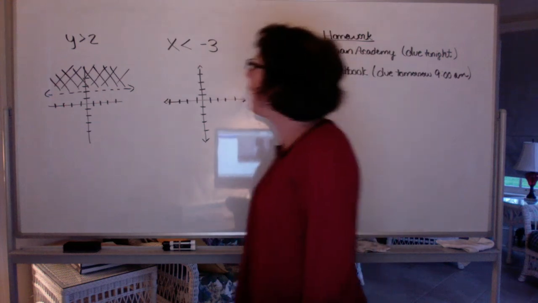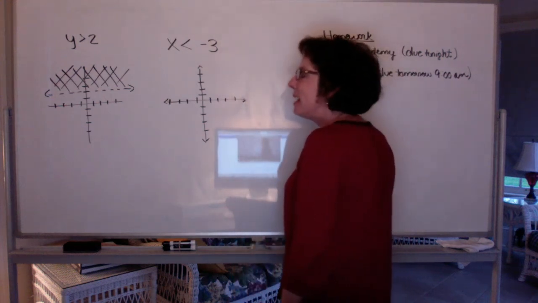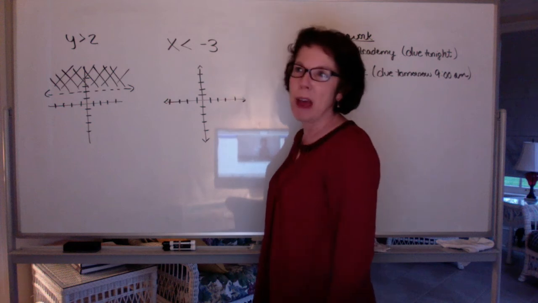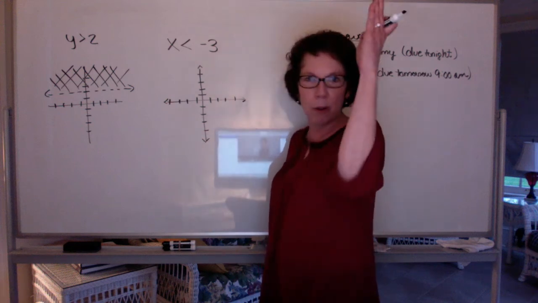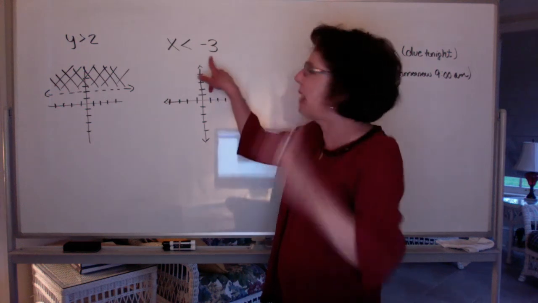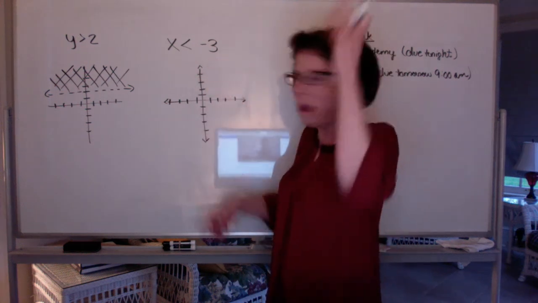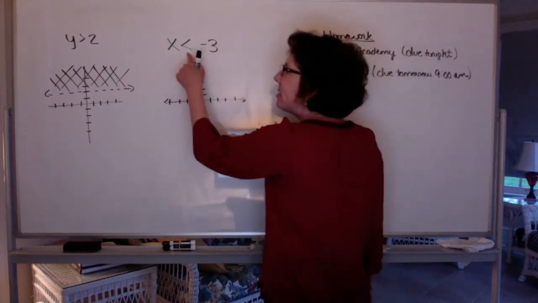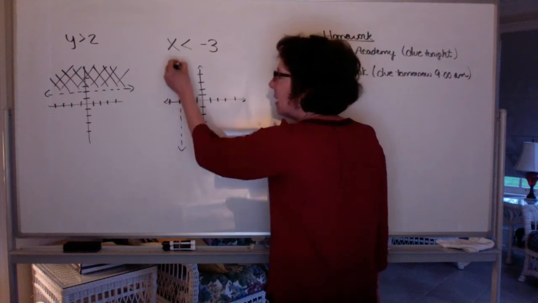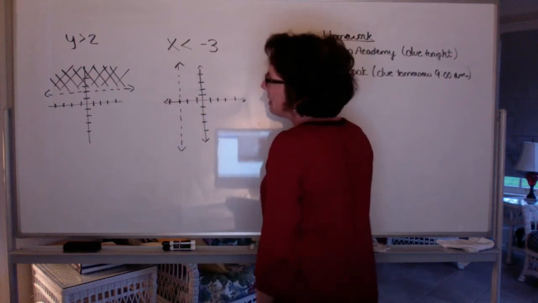Okay, let's do x is less than negative 3. Well, when I do x is equal to a value, is that a horizontal or a vertical line? This time it's a vertical line that would intersect the x-axis at negative 3. So let's go ahead. It's not equal to, so we're going to have another dashed line. Okay, you always got to make that choice. Is it going to be dashed or solid?